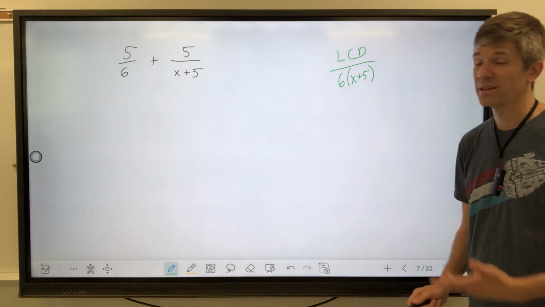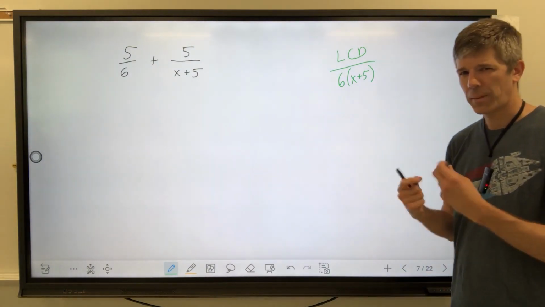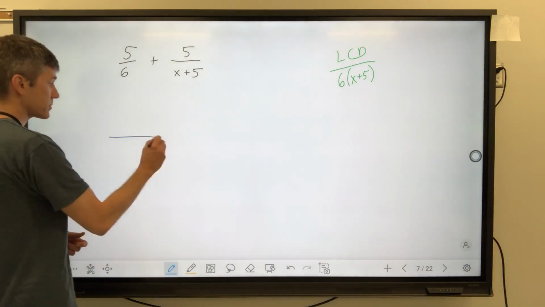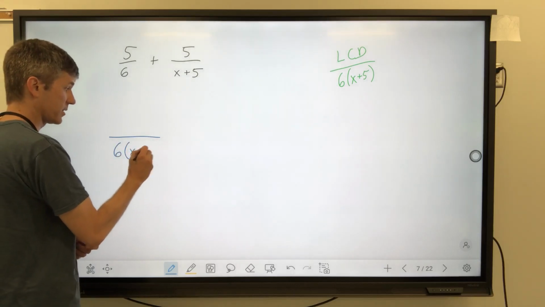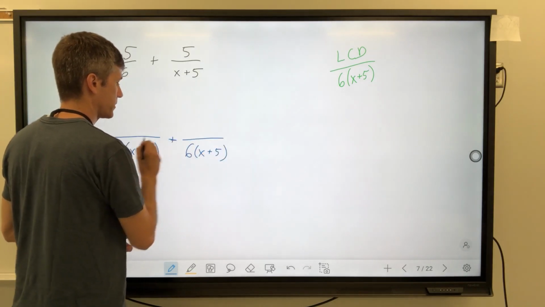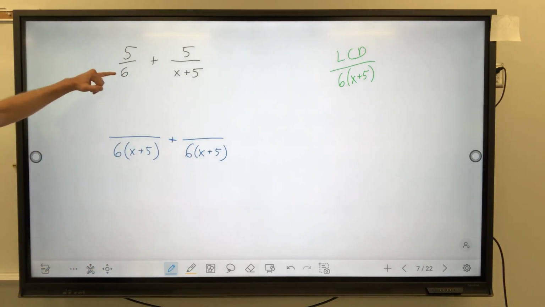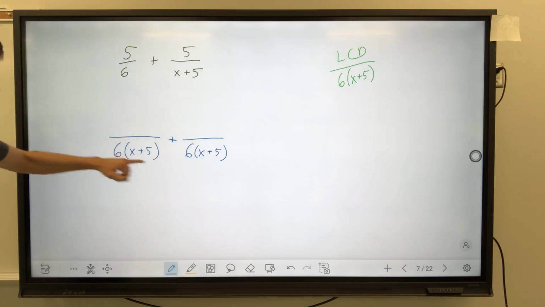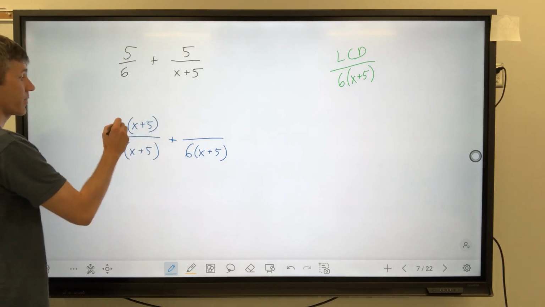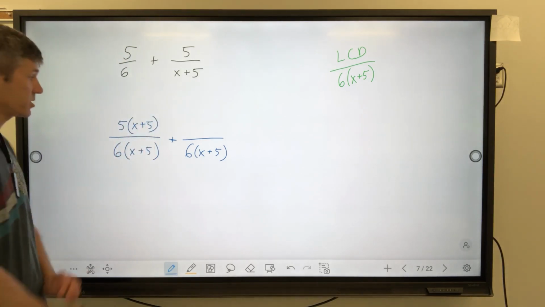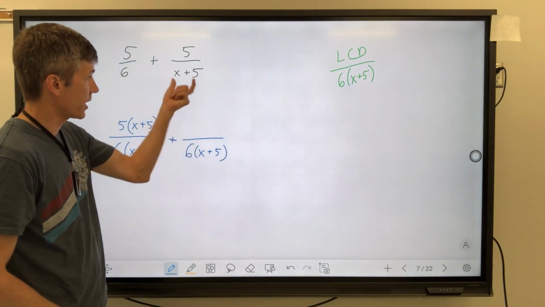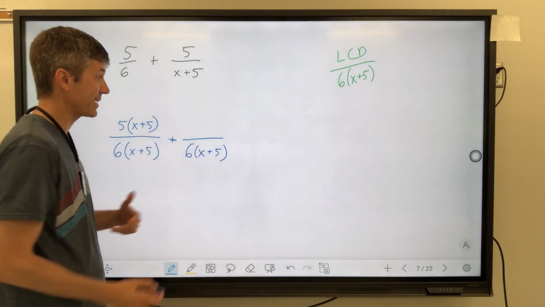It sounds simple, it really is, but then we have some little tricks to it that will pop up as we continue to go. So our least common denominator is 6 times x plus 5. Every denominator gets 6 times x plus 5. To turn a 6 into a 6 times x plus 5, we already had the 6. We needed an x plus 5. How do we turn x plus 5 into 6 times x plus 5? Well, I needed a 6.